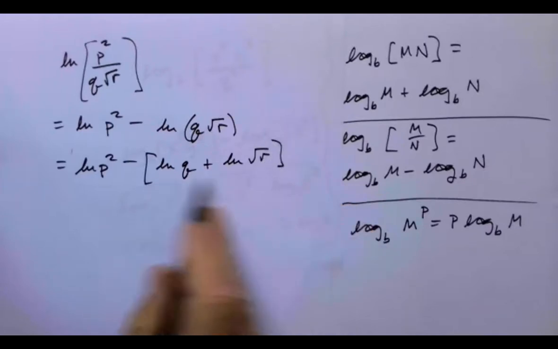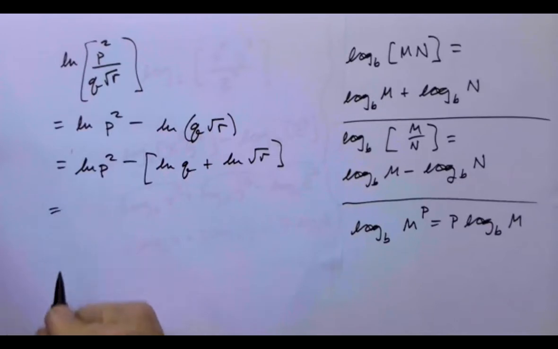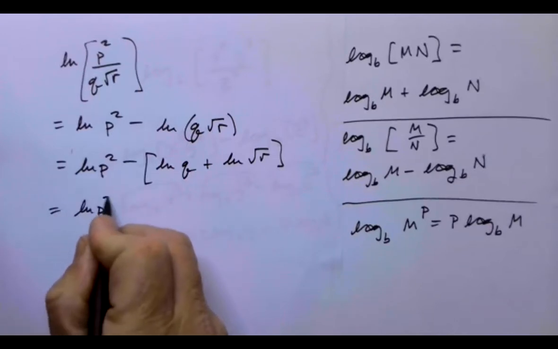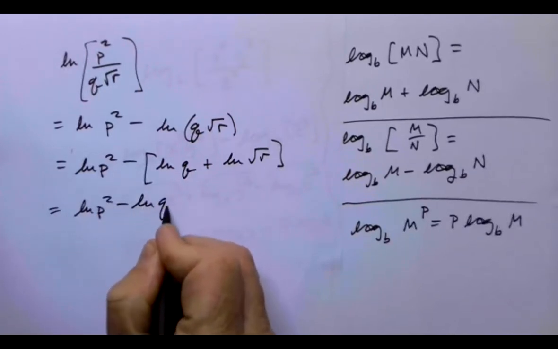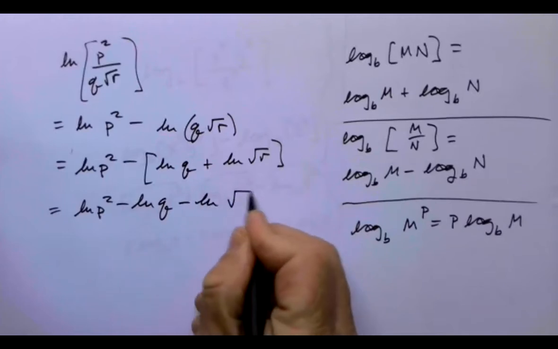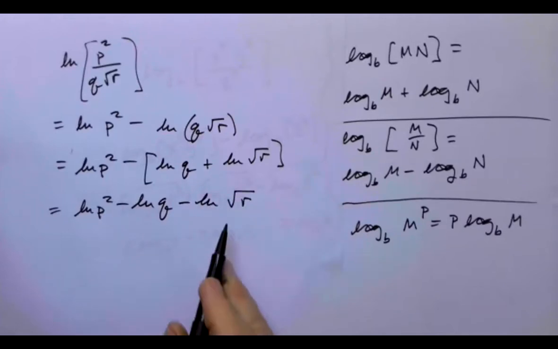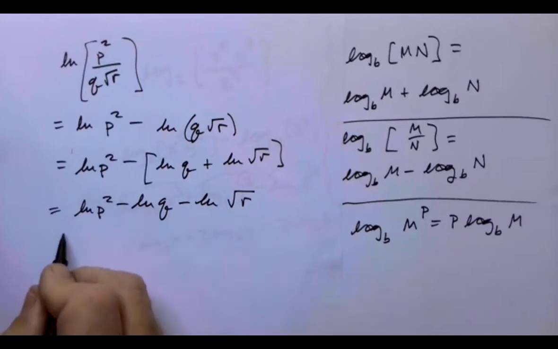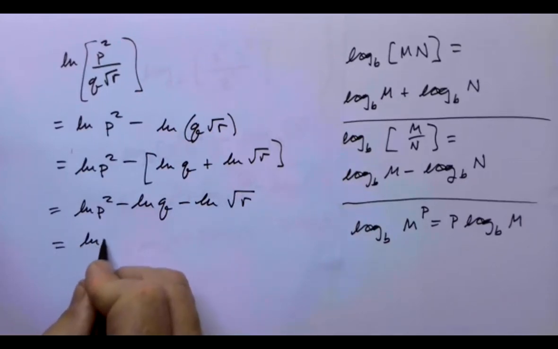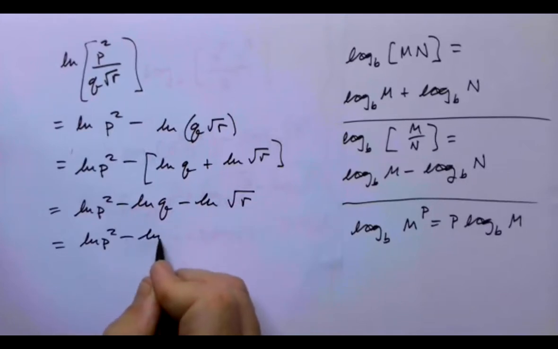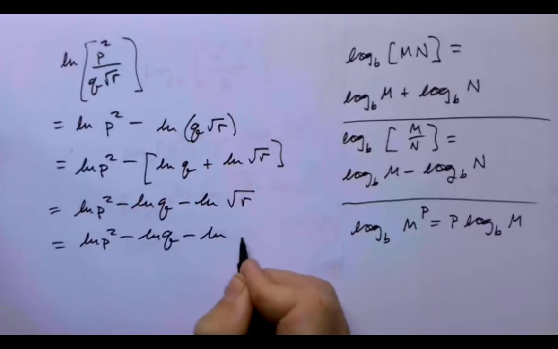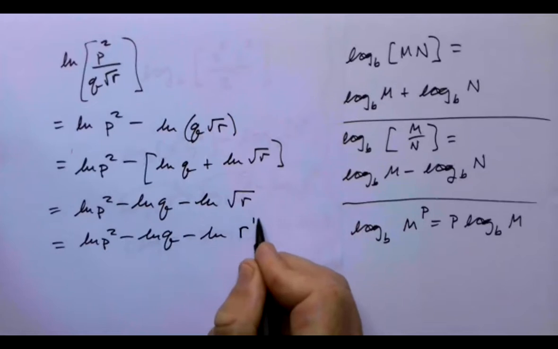Well, let's distribute that minus sign. So then I get natural log p squared minus natural log q minus natural log root r. But what is root r? Root r can be thought of as r to the 1/2 power. So we get natural log p squared minus natural log q minus natural log r to the 1/2 power.